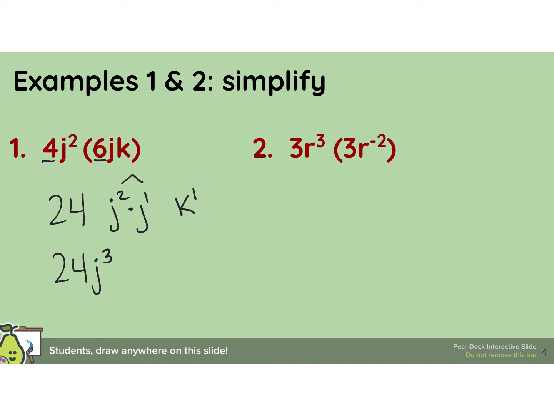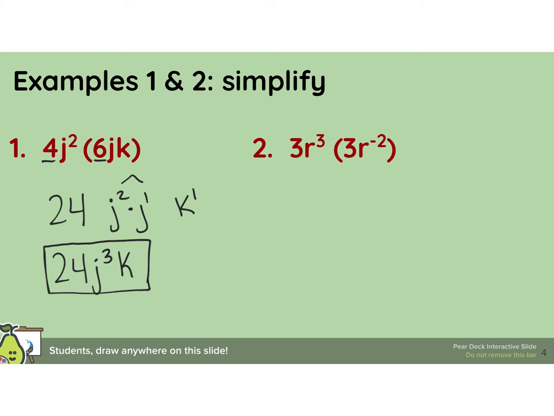And then the k, I can just bring it down. It's not being multiplied by any other k's, so it stays the same. If you want to write the 1 in for that k, you can, but you'll never see that on an answer choice, so I'm not going to put it. I want you to understand that k to the first power and k are both the same thing.